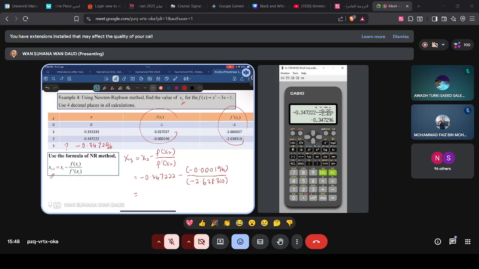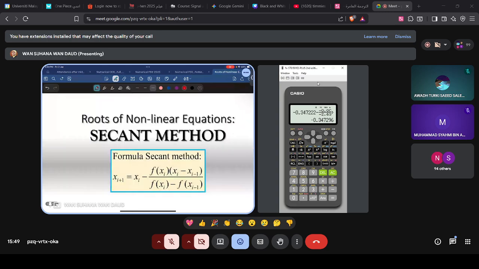Okay, clear? Understand? In this case, if you are provided this table, what you should do is just apply the formula like I showed you here. Okay, clear? Okay, very good. Any question? No question? Okay, next. No question. We can move to the next method.